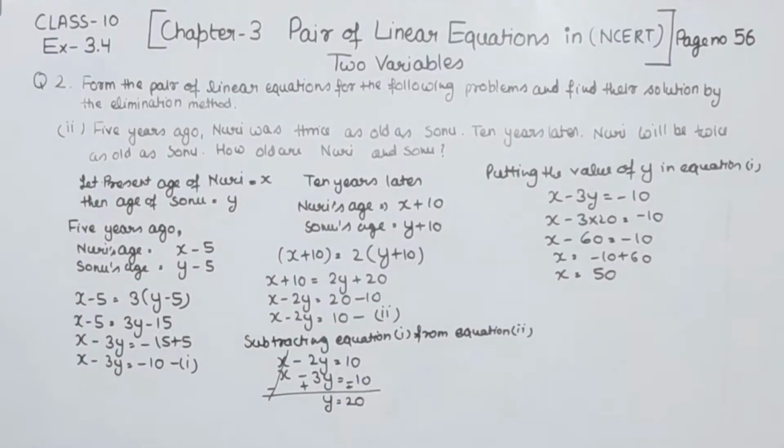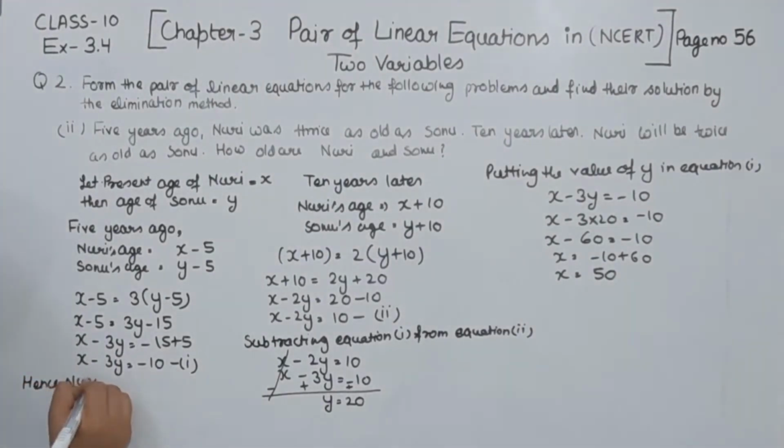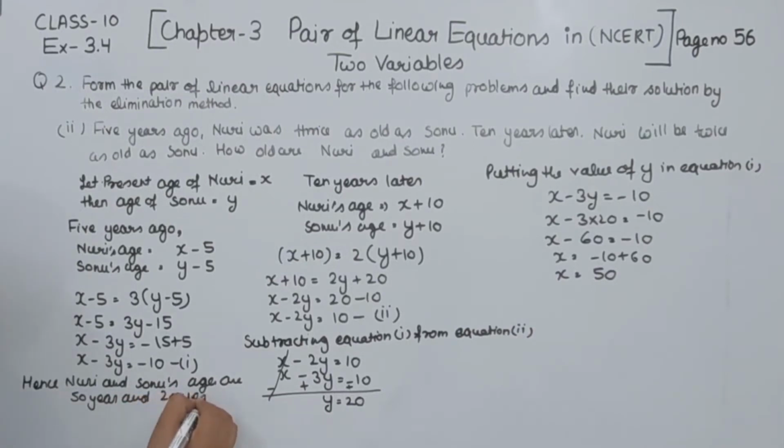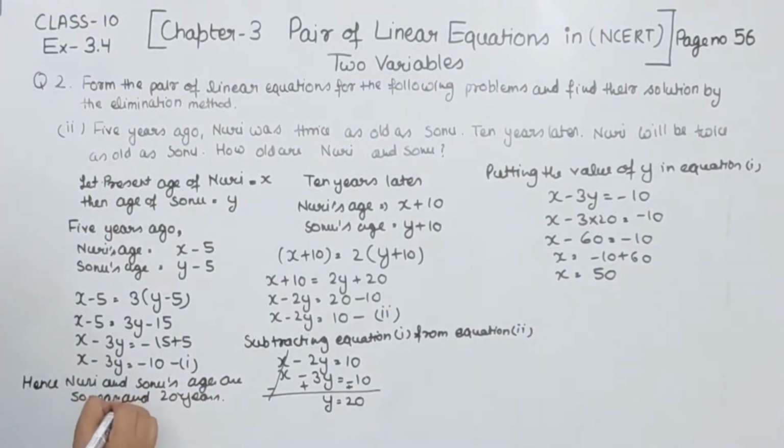So the value of x is 50, and the value of y is 20. Now we let Noori's age be x, so this is 50, and Sonu's age is 20. I'm going to write the statement here. Hence, Noori and Sonu's ages are: Noori's age is 50 years, and Sonu's age is 20 years. So this is the answer to this part.